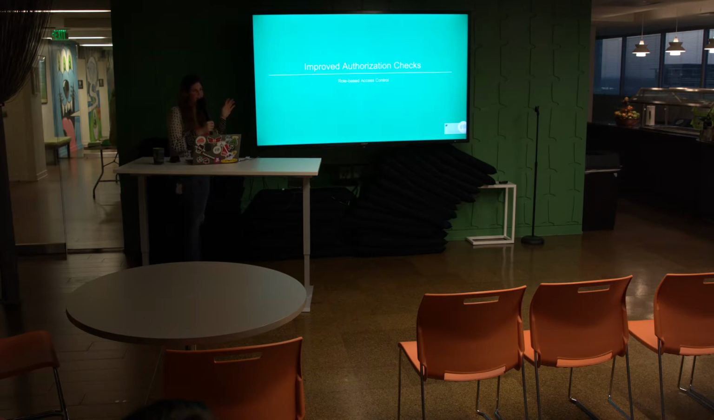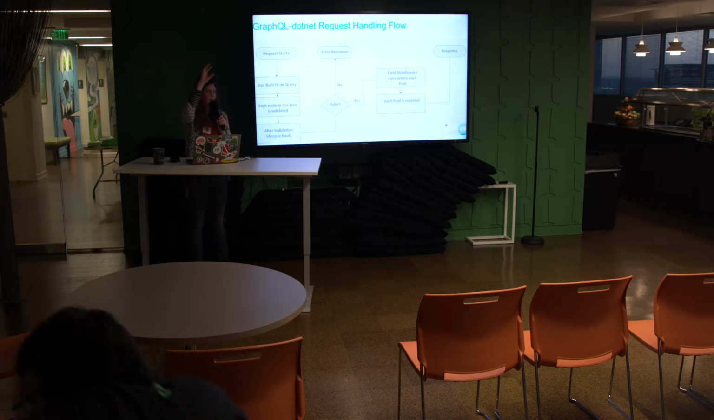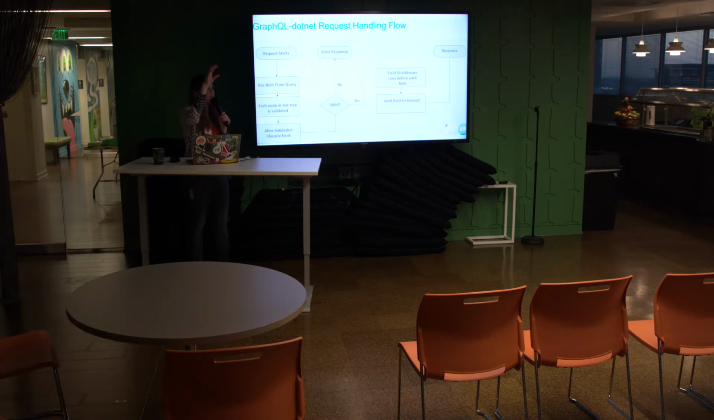So now, let's look a little deeper into how the authorization checks were working, and then we can change them up a little bit to make it work like it should. But before we can do that, we have to talk about how it's working. So when a request comes in, it builds that GraphQL context from your request, and it starts to build a document tree from your query.